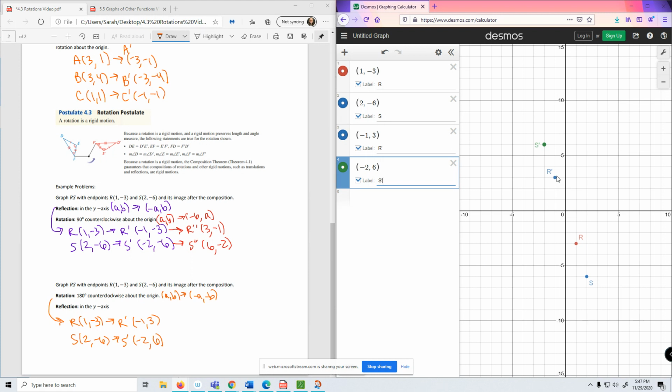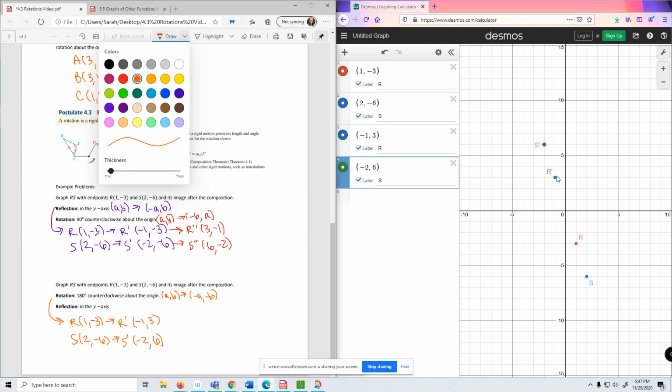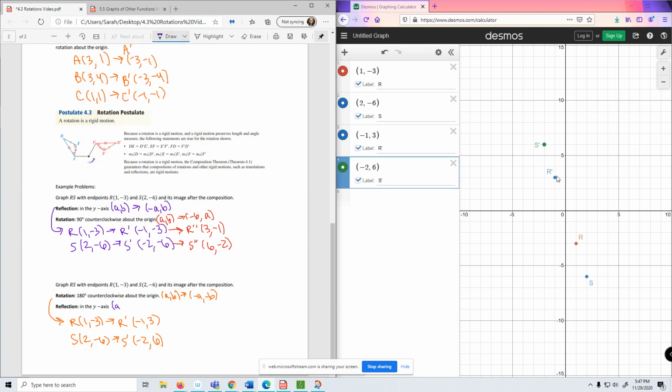Now we need to reflect. Reflecting in the y-axis, we actually talked about that in the last example. (a, b) turns into (negative a, b). So let's do that to get our final image here. R double prime, this becomes negative a, so negative 1 turns into 1. B stays the same, so it stays 3. S double prime, I change the sign of negative 2 to positive 2. The 6 stays the same.